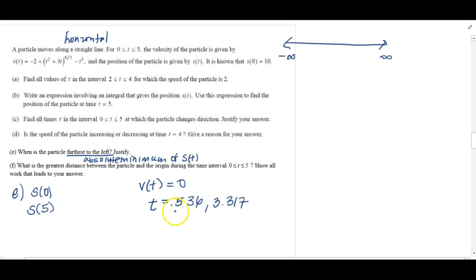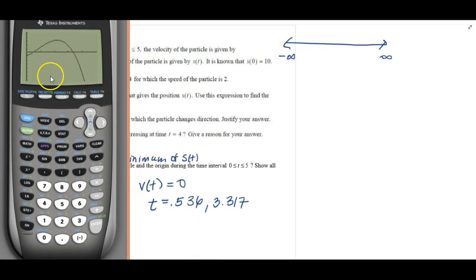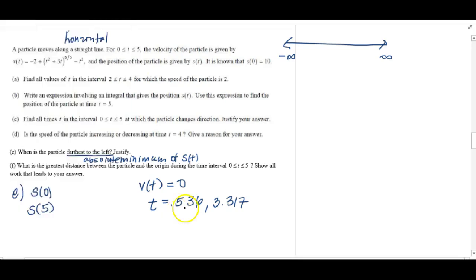If we really wanted to, we could check both of these values, but we in fact only need to check one. If we go back and analyze the graph of v of t, of the two values 0.536 and 3.317, only one has the potential to be an absolute minimum. Because we have the velocity graph, we can determine whether these critical points are local maximums or local minimums. At the first critical point, 0.536, velocity changes from below the x-axis to above the x-axis, or from negative to positive. That means the position function changes from decreasing to increasing, which makes this value a local, or relative, min.